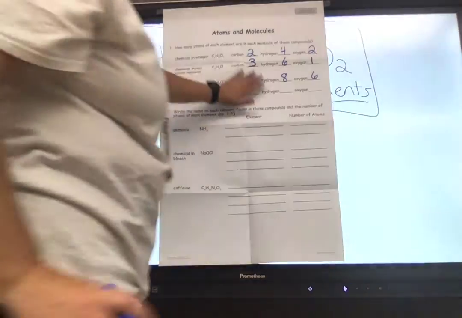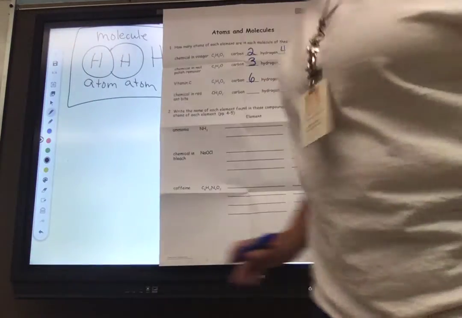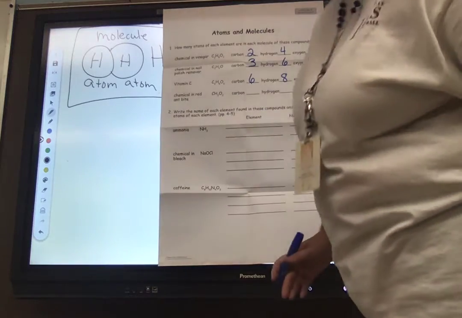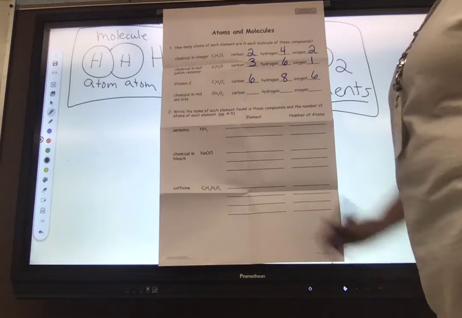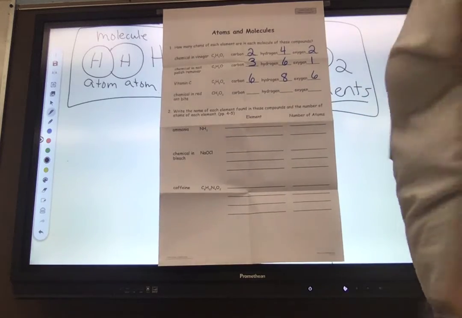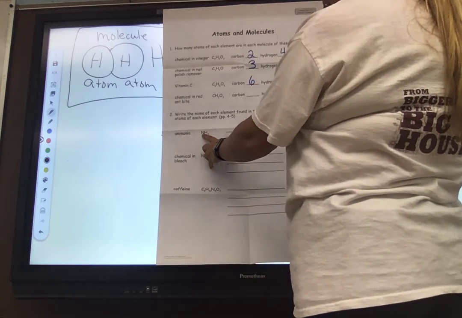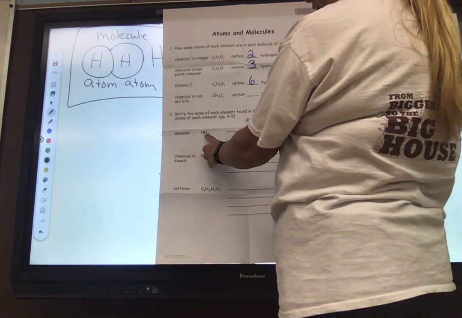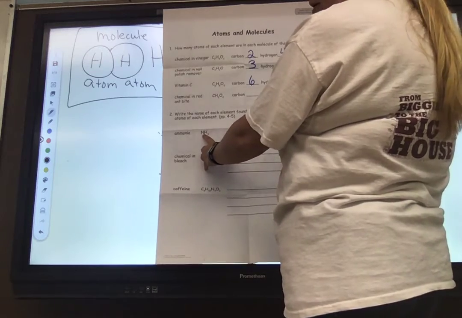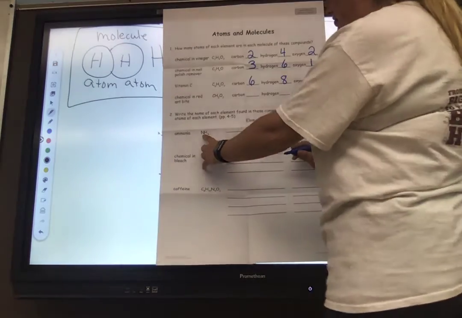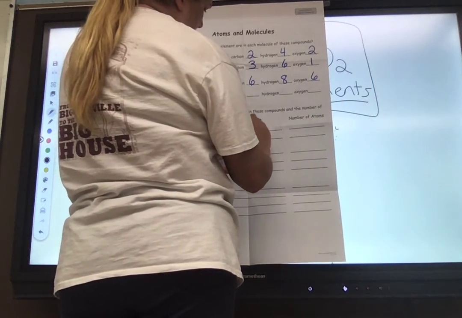Now down at the bottom, we have to find the element name and our subscript numbers. Remember, if there's not a number, you need 1. So I'm going to do only ammonia with you and let you do bleach and caffeine on your own using your periodic table. So ammonia's formula is capital N, capital H, 3. So capital N on my periodic table is for nitrogen. So I know I have to have nitrogen in ammonia.